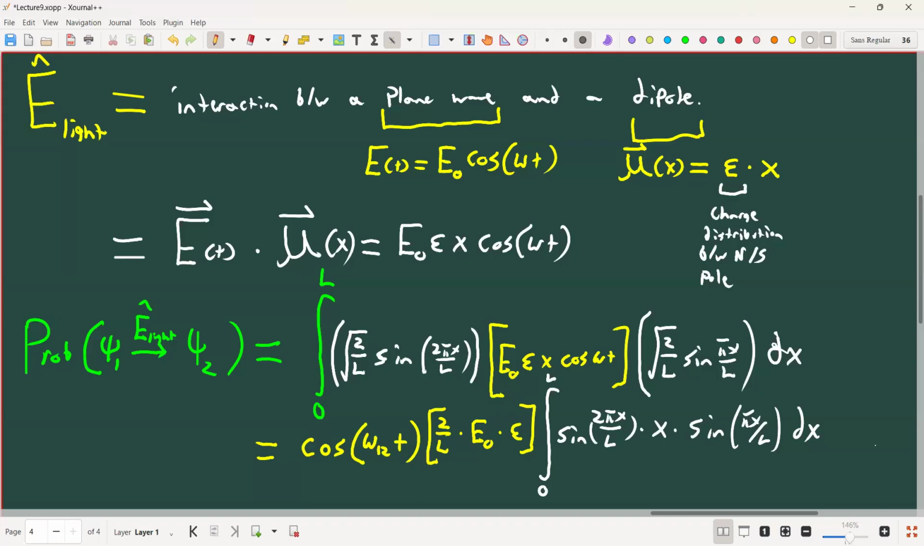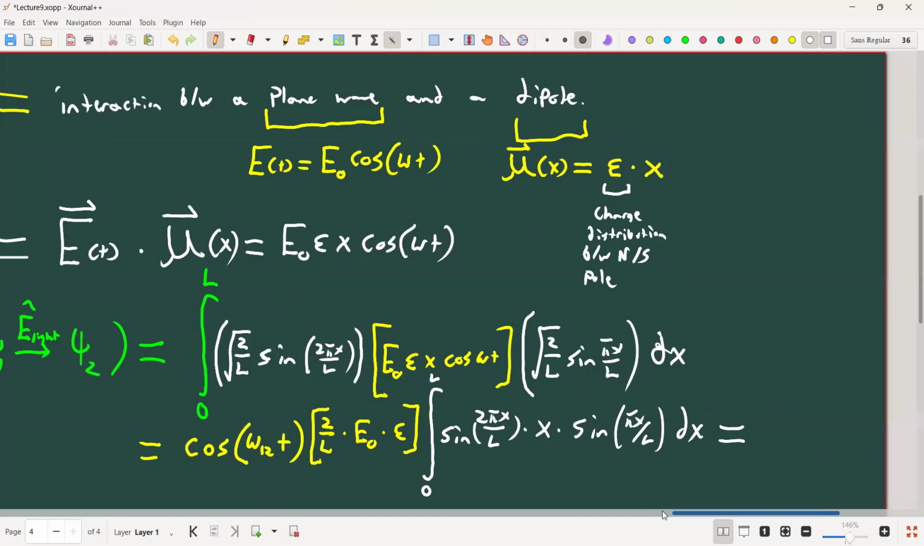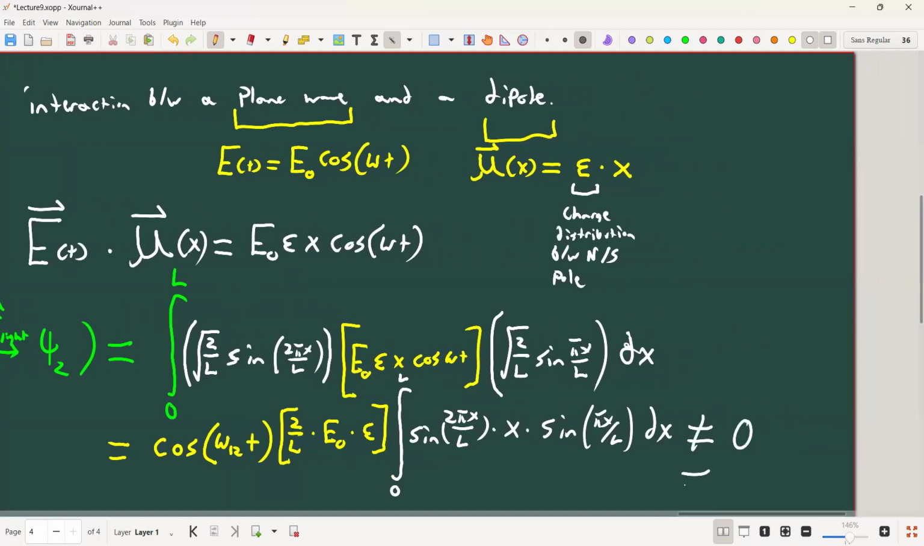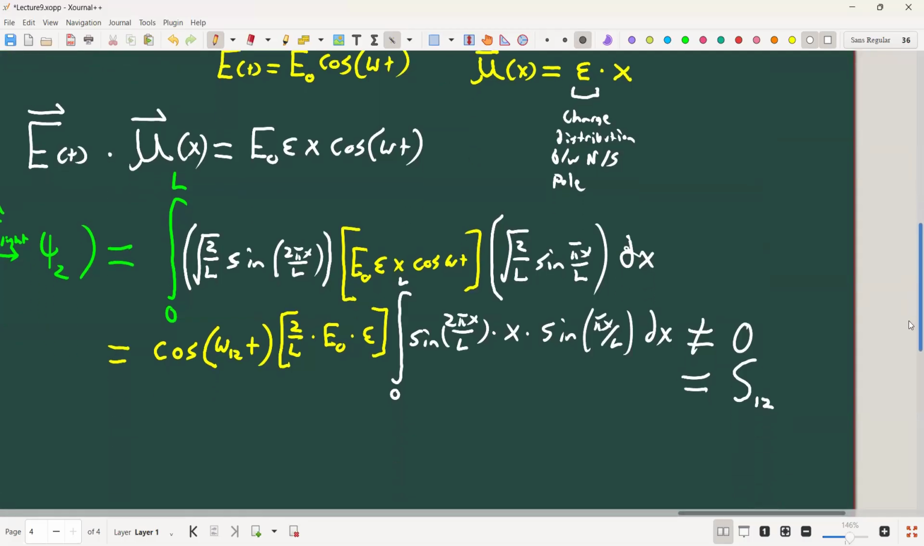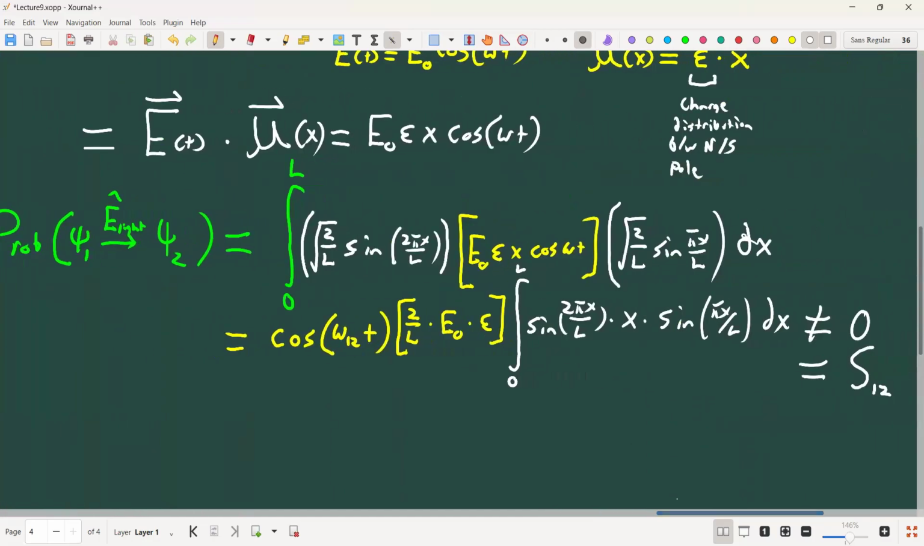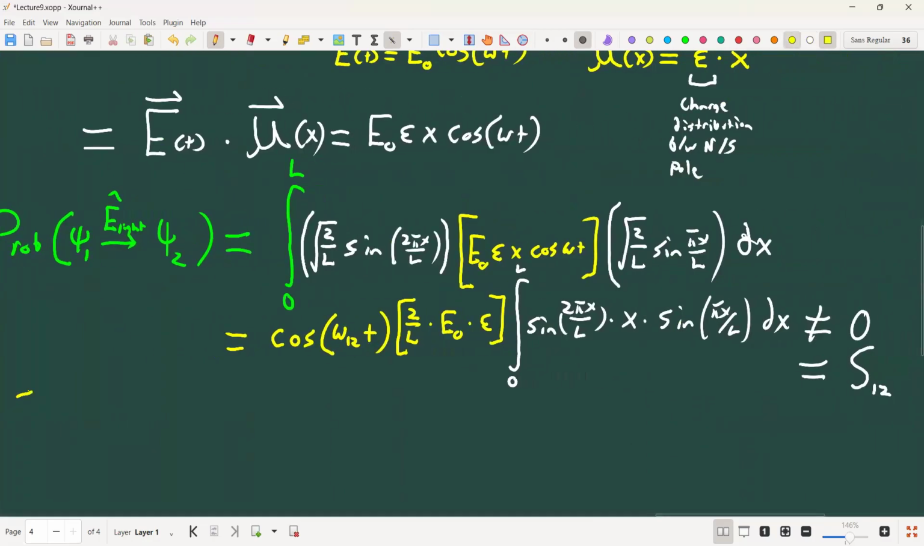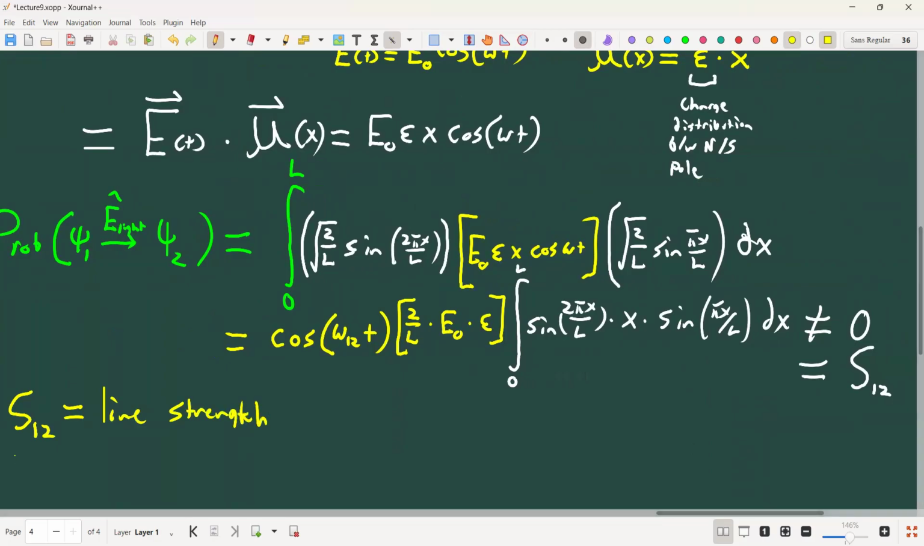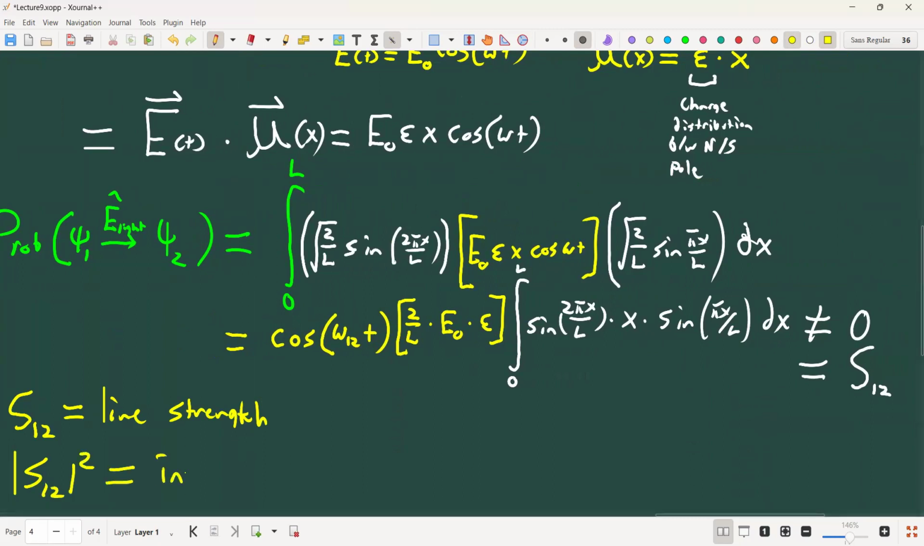It's just a number. So the important thing is that we call this number, which is not equal to 0, S underscore 1,2. This is S for the n equals 1 to the n equals 2 state. It's just some number. We have a special name for this S12. This integral S12 is what's called the line strength. And if I square it, because it actually turns out it may be complex, this is what's called the intensity.